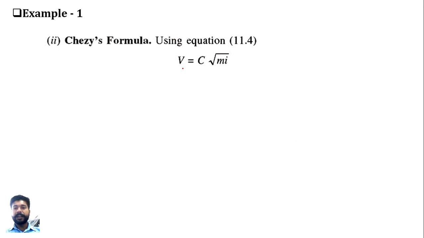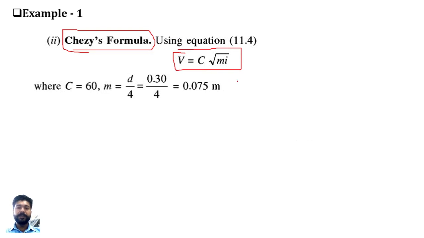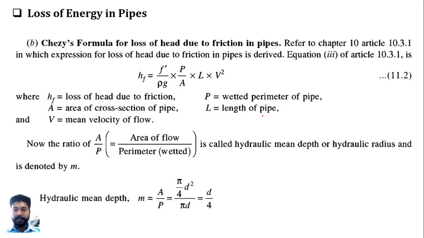Let's find the second head loss due to friction by using Chezy's formula, and Chezy's formula is V equals C root of m into i. First of all, C is known, velocity is also known, but we need to find m into i. So let's find out m. As we know, m is d divided by 4. m is the hydraulic mean depth, which was covered in our previous section.